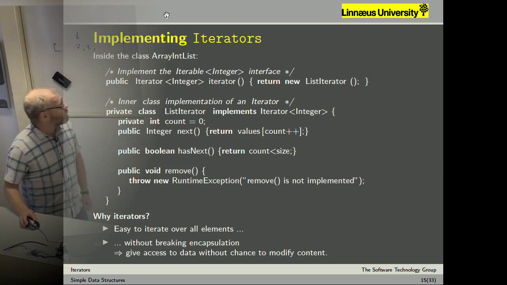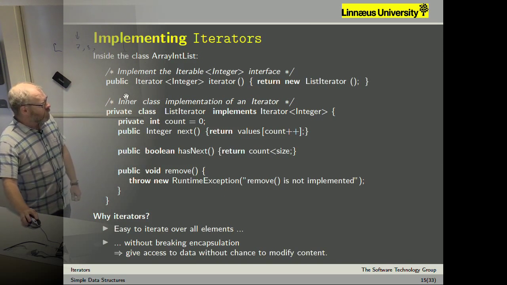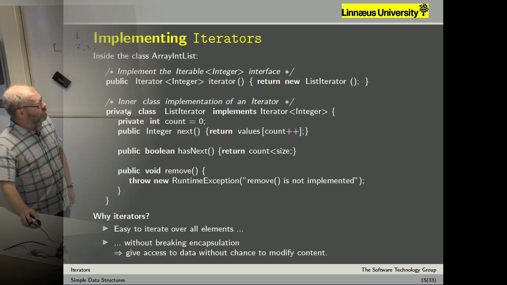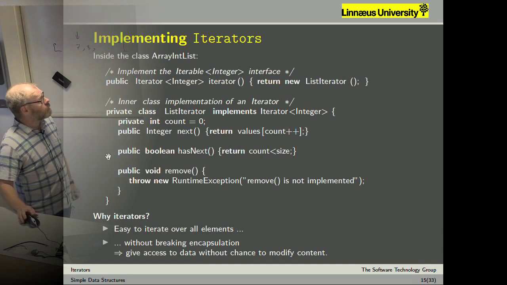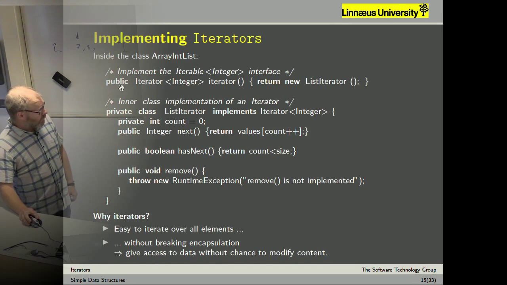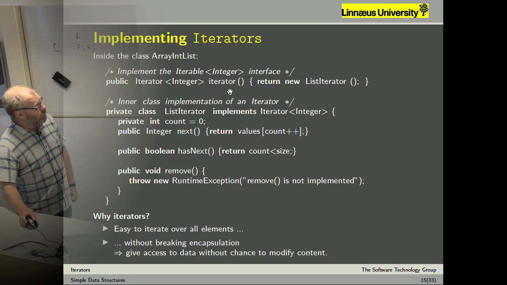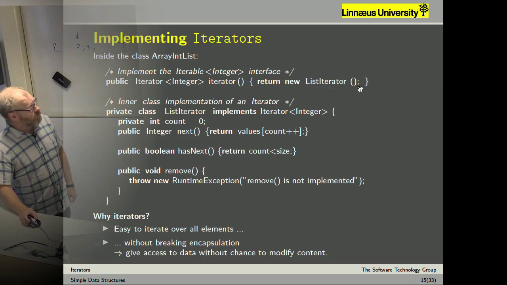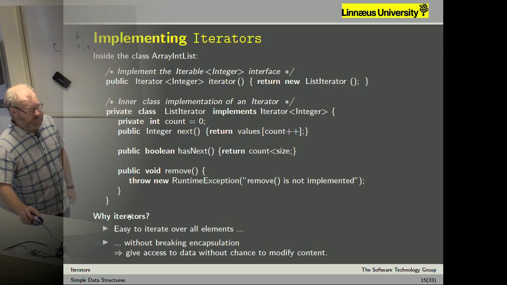How do you implement iterators? Well, the most common approach is to insert a class into your own class. So in this case, it is inside the class ArrayIntList. I must implement this method, iterator. I'm just saying we are returning a new ListIterator. And then I have inside this class another class inserted.